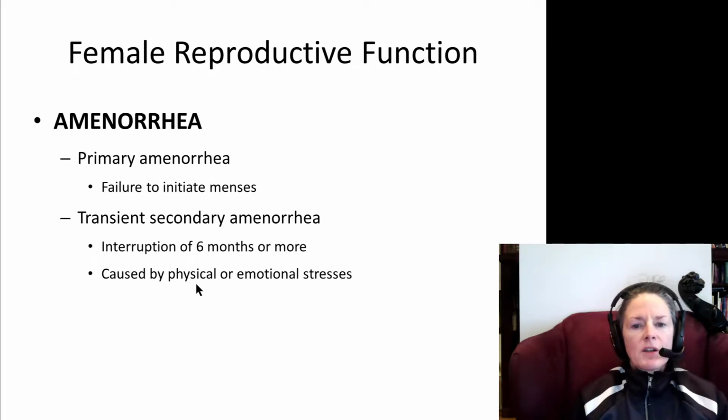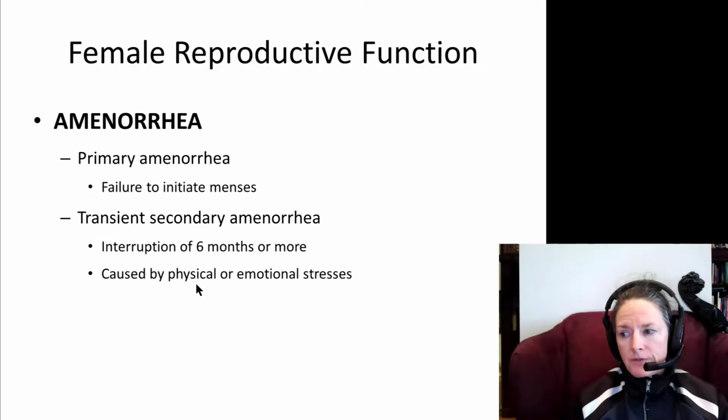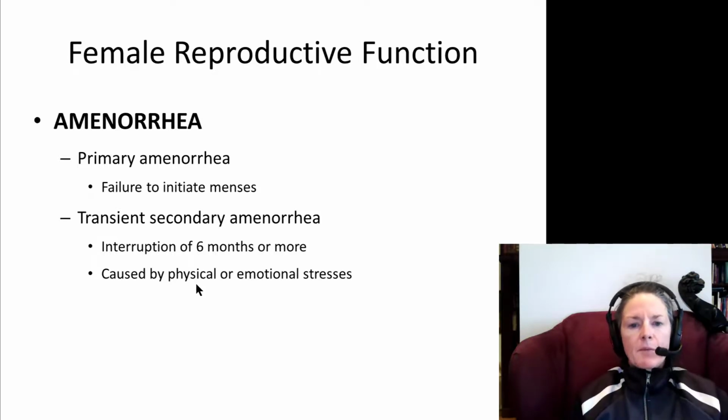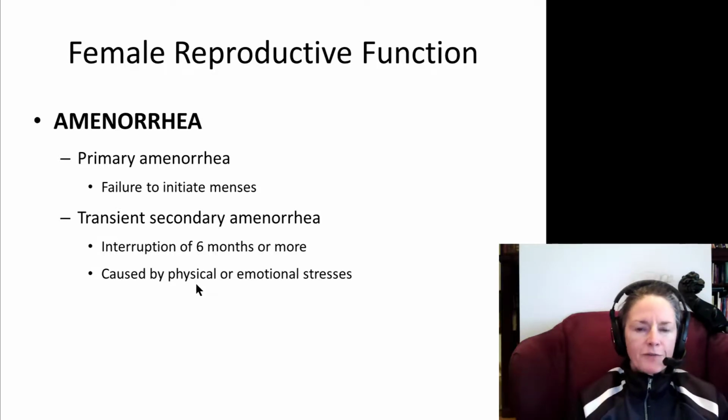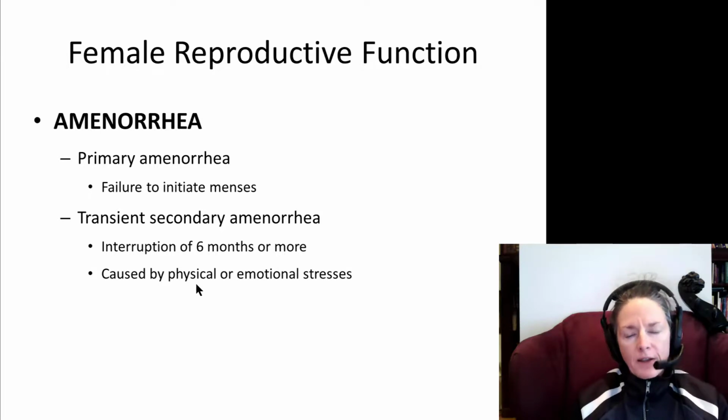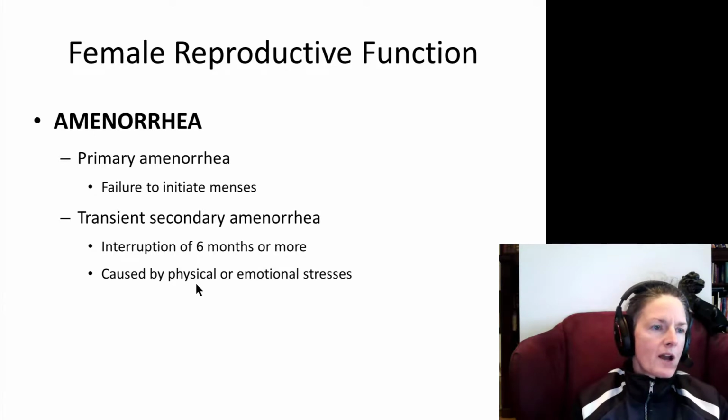So obviously, if the potential mother is in danger of not being able to continue homeostasis for lack of food or supplies or whatever, obviously these secondary functions, these reproductive functions will stop. And another thing that happens is we see it in athletes often. So people who have very low body fats will often have secondary amenorrhea. And A means an absence of.